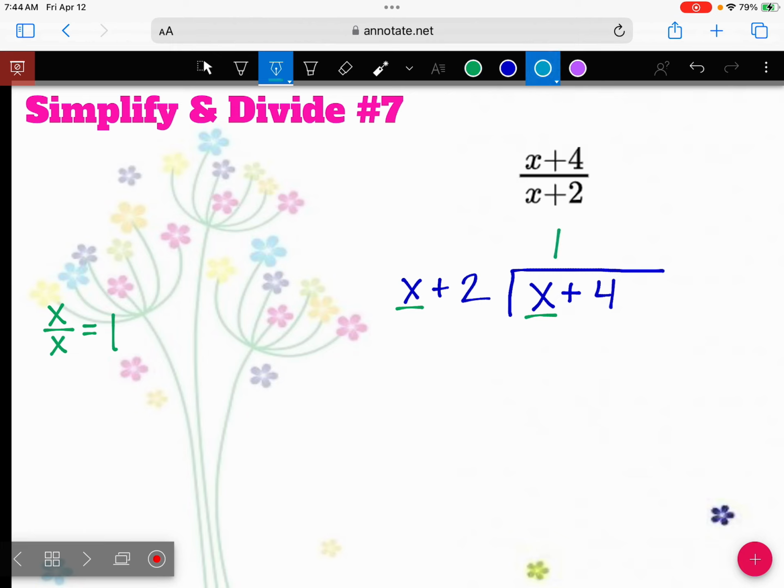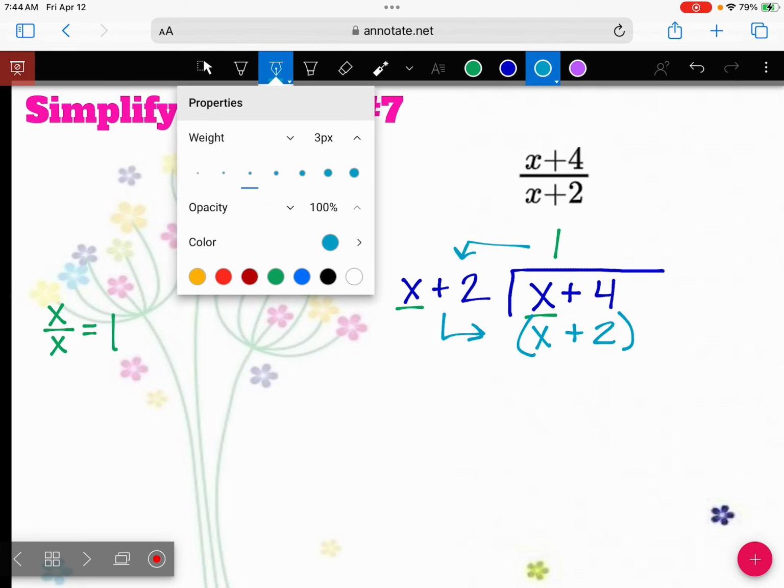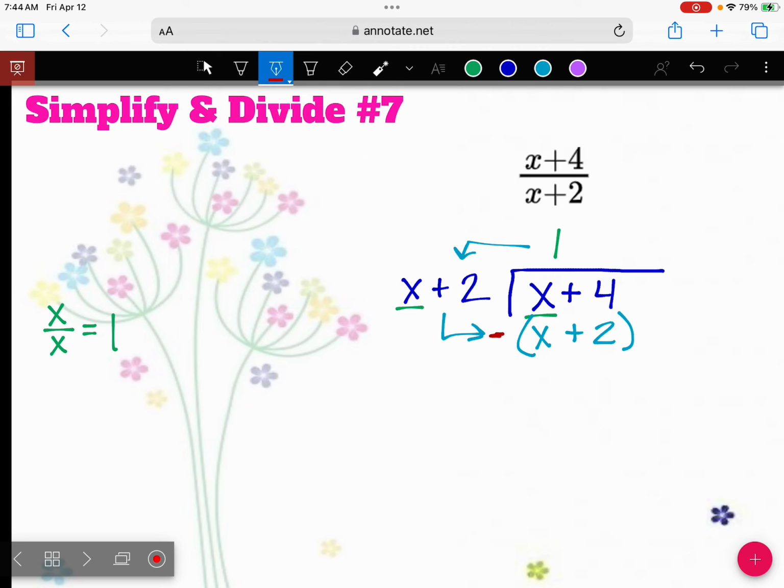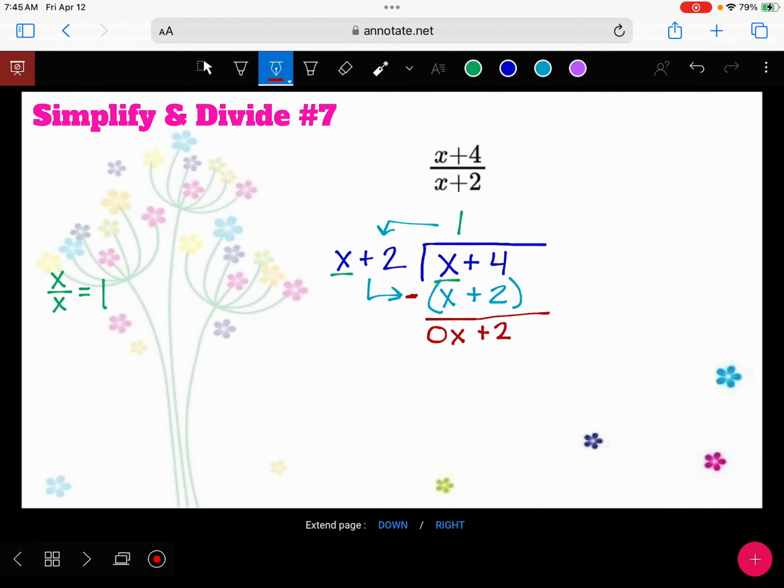We take our 1 times our whole term and make it 1 times x plus 2, or x plus 2. And then we need to subtract that whole line. So we've got our x minus x, which is 0 x's, and we've got our 4 minus 2, which gives us a plus 2. We wound up with the exact same equation. That's ridiculous.